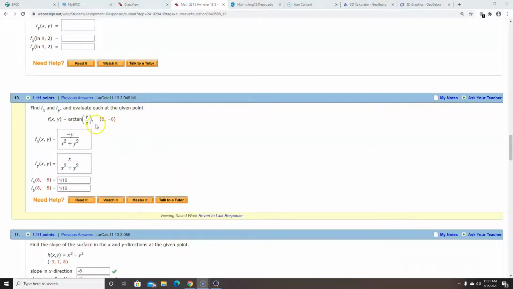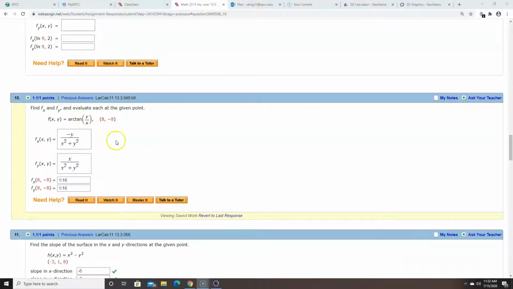You plug that in here, by the way. For y, put the negative 8. For x, put the 8. Negative 8 divided by 8 is negative 1. Arctangent of negative 1 in radians is negative pi over 4. If you put that in the calculator, it's somewhere around negative 0.8. That would be the range value, the z value, the range mapping value of the function f.